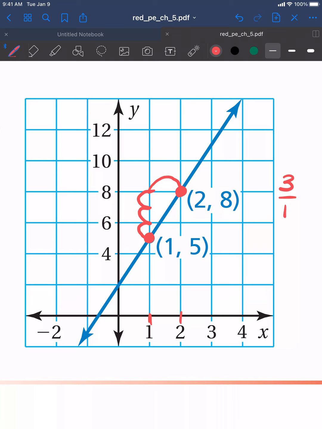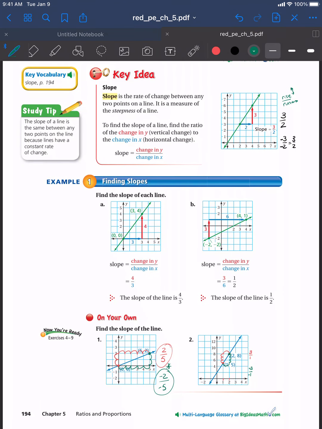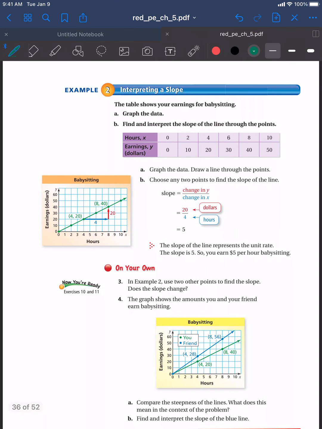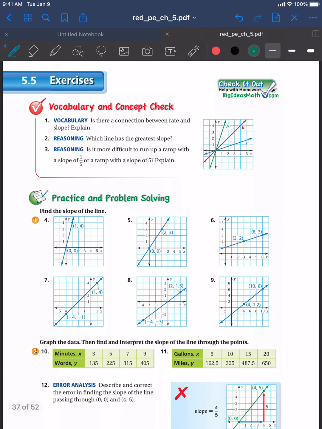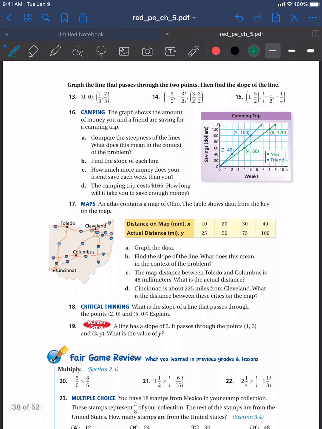Now once again, you could have gone down. You could start here and say I'm going to go down 1, 2, 3, so it'd be negative 3 over 1. If I go backwards 1, it's still negative. So negative 3 over negative 1, same slope. All right, you guys, that's it for slope. Super easy. All you got to know is that it's rise over run. Okay? And 2 negatives make a positive.